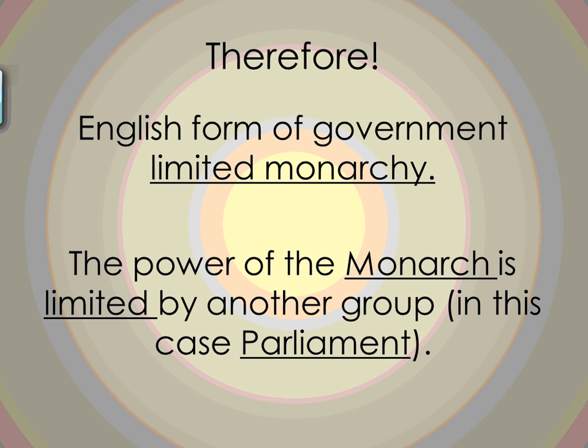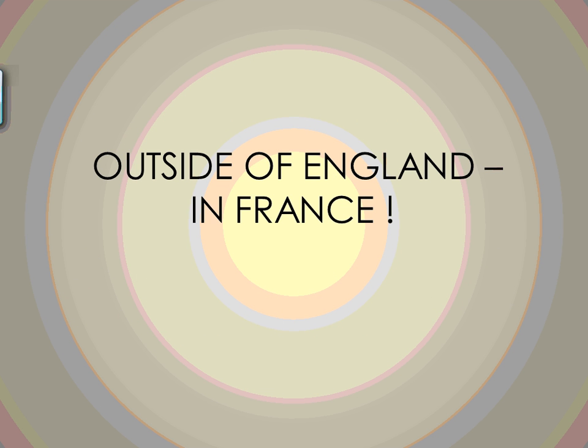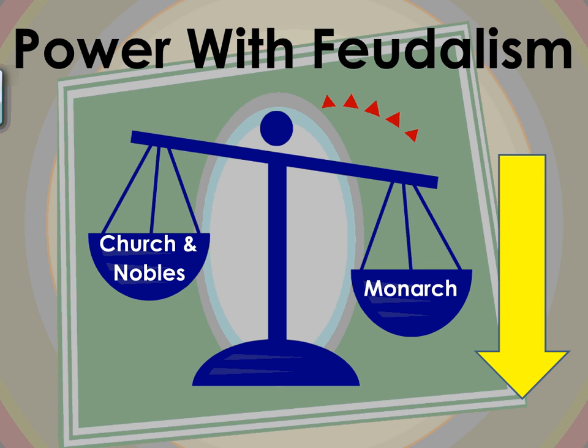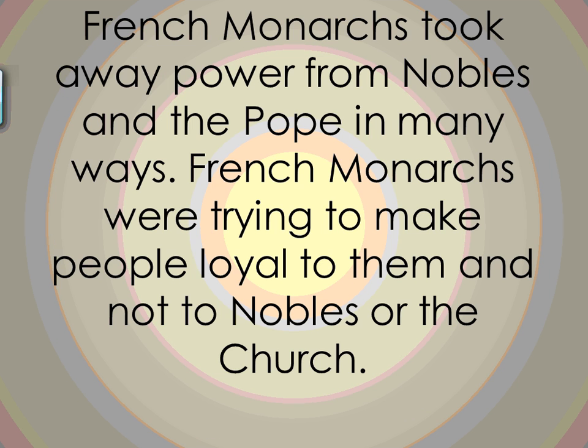Much shorter explanation of what was going on in France. Outside of England and in France, during the time when feudalism was very powerful in France, you can see on the scale here that the church and the nobles have more power and the monarchs have little power, like we said earlier. What happens over time in France is that some things begin to change.